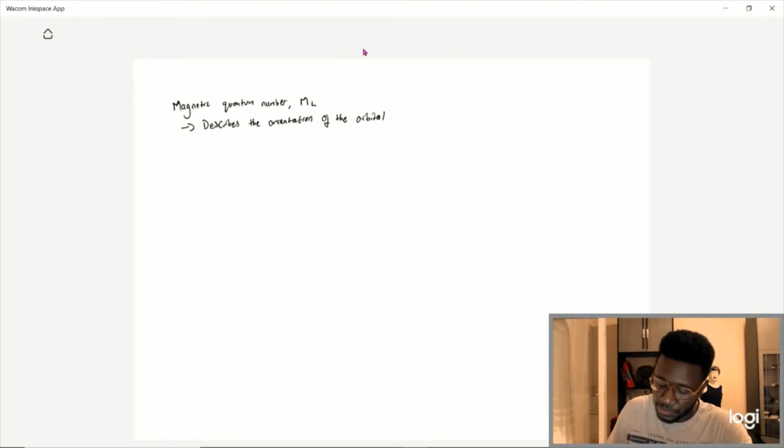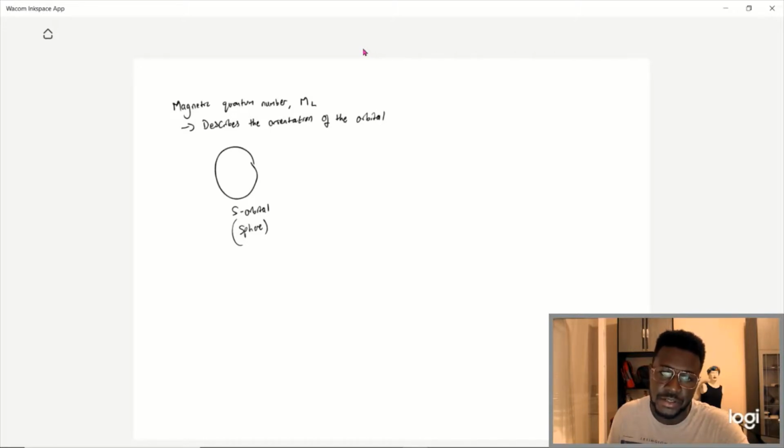So for example, say an s orbital is a sphere, and we know spheres do not have a particular direction. They're basically in all directions. So you can say it has no orientation, but just one.